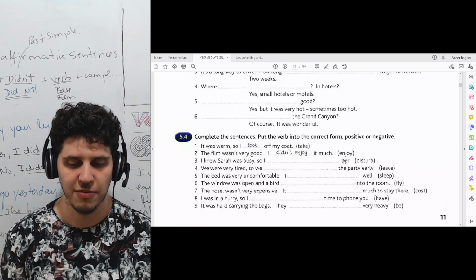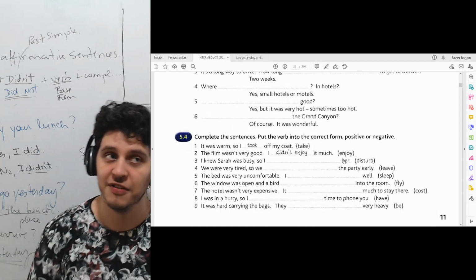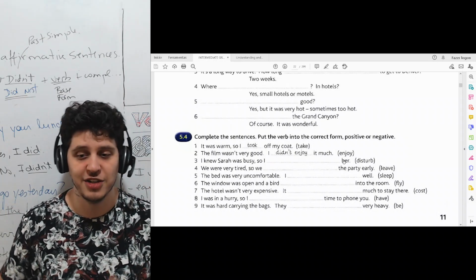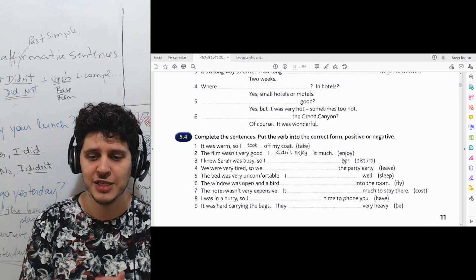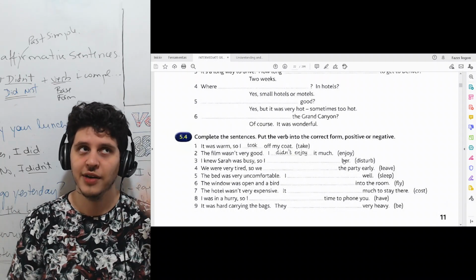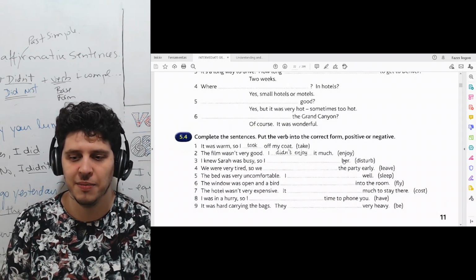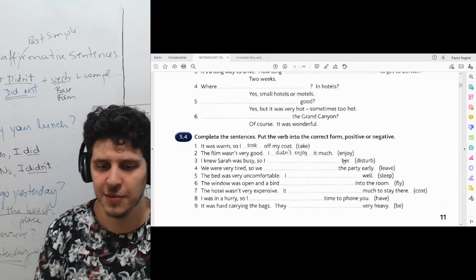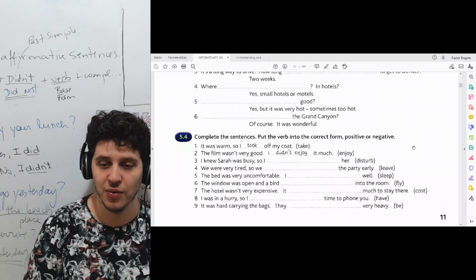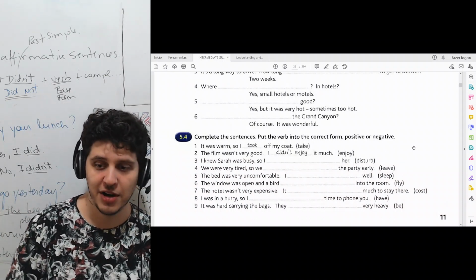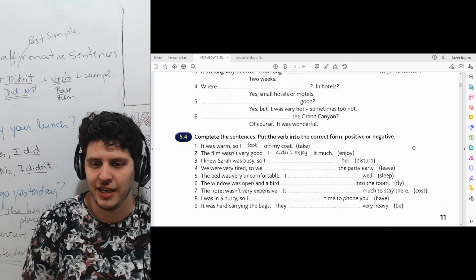Took off my coat. Number 2, the film wasn't very good. If the film wasn't very good, I didn't enjoy it much. Number 3, I knew Sarah was busy, so... Okay, I knew Sarah was busy, so I didn't disturb her. 4, we were very tired, so we left the party early.